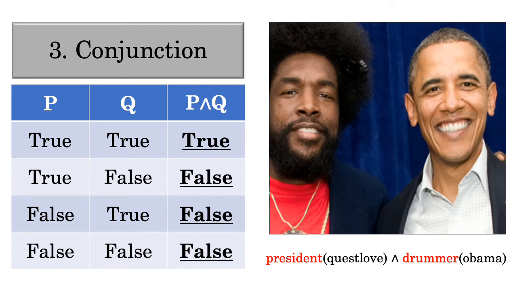So in general, we see that a conjunction is true just in case both of its conjuncts are true. In other words, P and Q is true if P is true and Q is true, and in every other case, it's false. And that corresponds just to what you see in this truth table.